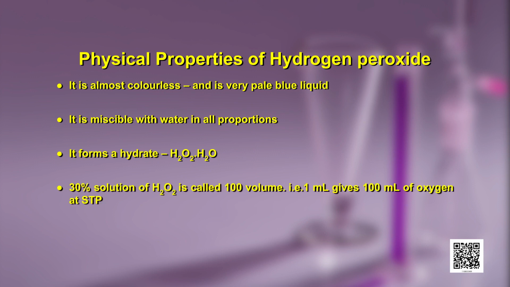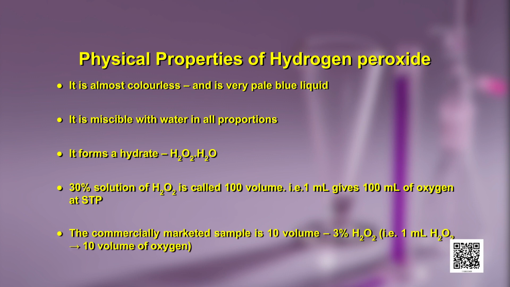If we say a 30% solution of hydrogen peroxide, it is 100 volume. Why is it called 100 volume? That means 1 ml of this solution gives us 100 ml of dioxygen at STP. The commercially marketed sample is 10 volume, that means its concentration is 3%, that is 3% of H2O2 is there. That means 1 ml of H2O2 solution will give us 10 ml of dioxygen.